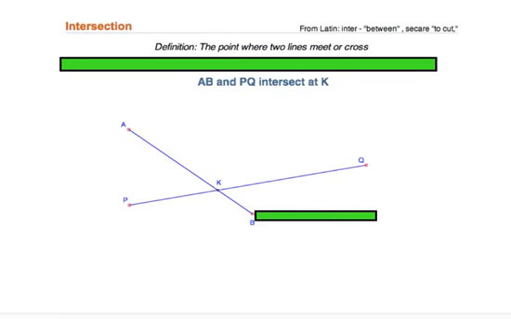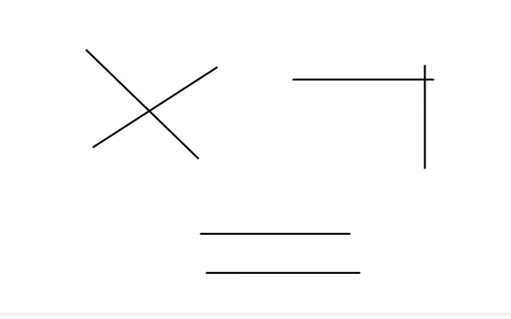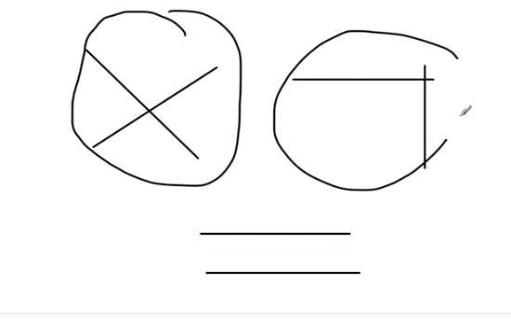Let's take a look at our next picture. I've got three sets of line segments. Think to yourself, which ones have intersections? If you said this one and this one, you are correct. The point where they intersect is right here and right here. This set of lines does not have an intersection. They do not cross.